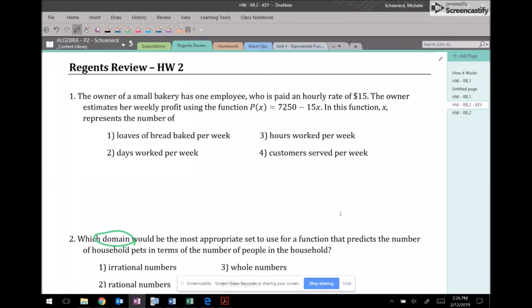All right, number 1, the owner of a small bakery has one employee who's paid an hourly rate. It might be important: an hourly rate of $15. The owner estimates her weekly profit using the function p of x equals 7,250 minus 15x. And in this function, x represents the number of what? Well, x and negative 15, that's a rate, okay? And the rate that we're talking about is an hourly rate. So this is hours worked per week.